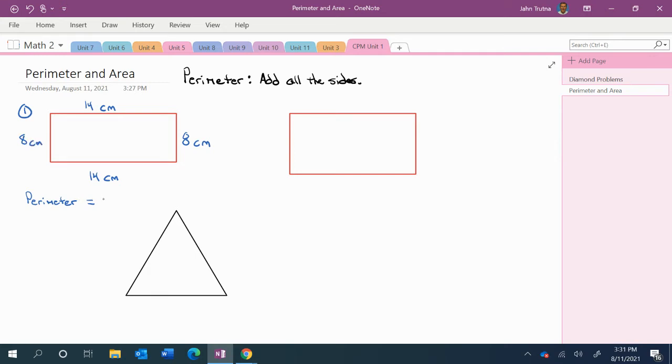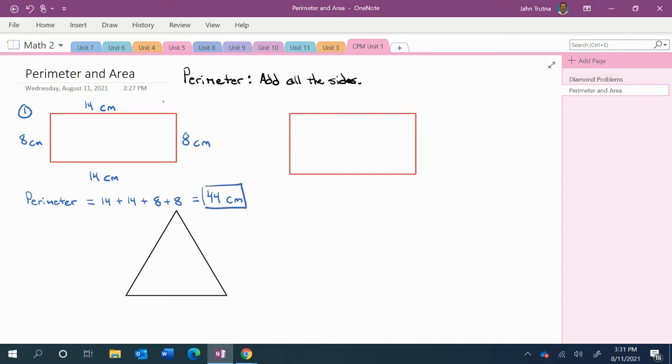So to find the perimeter of number one, this rectangle, you would go 14 plus the other 14. And it doesn't matter which order you add up all the sides, just as long as you add up all the sides, plus 8, and you would work that out, and that would be your perimeter. That'd be 28. 14 plus 14 is 28. 28 plus 8 is 36. 36 plus 8 is 44. So in number one, we would have the perimeter being 44 centimeters.